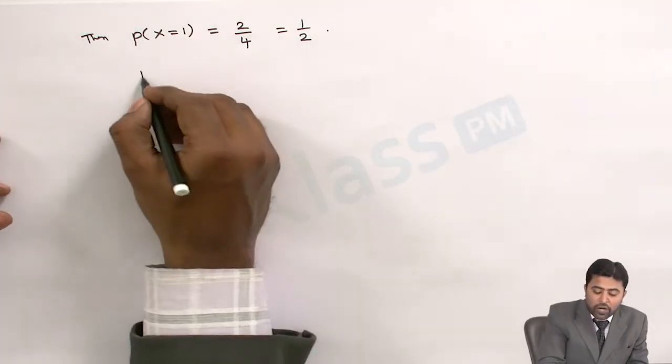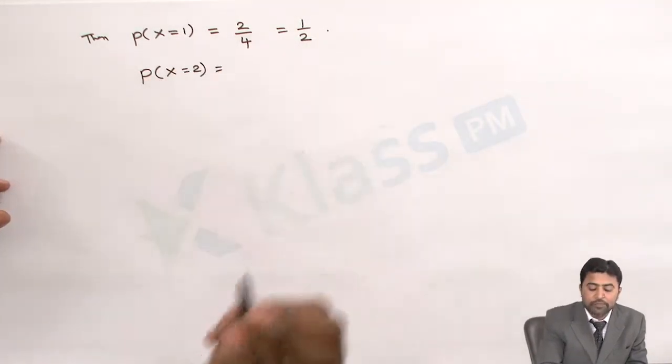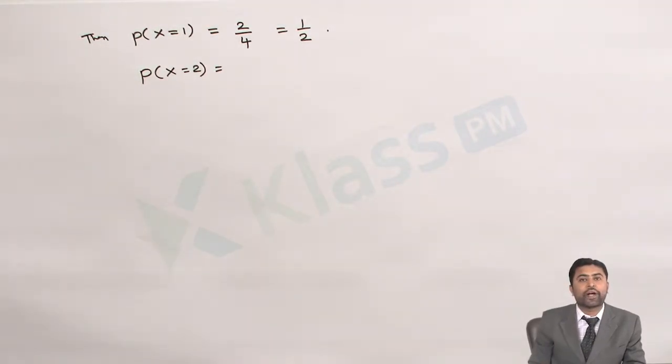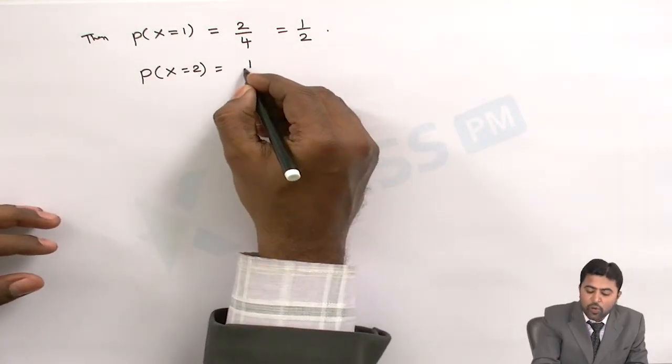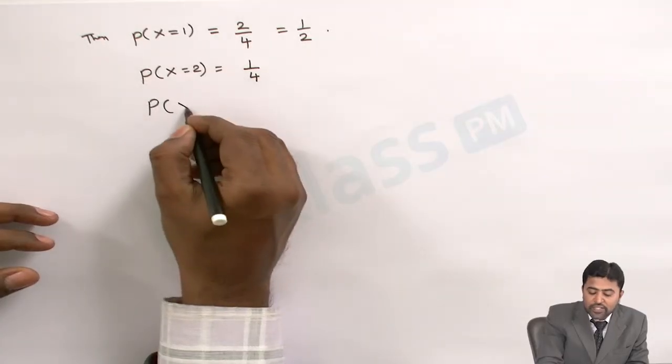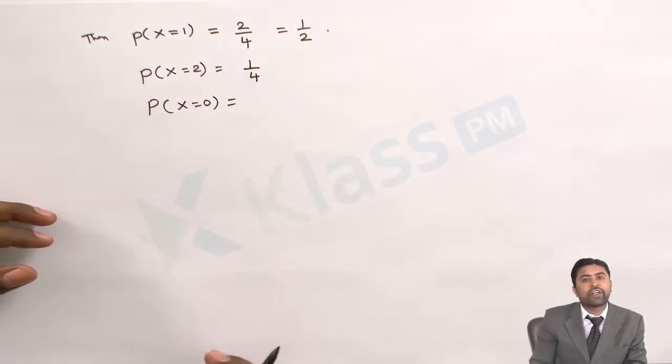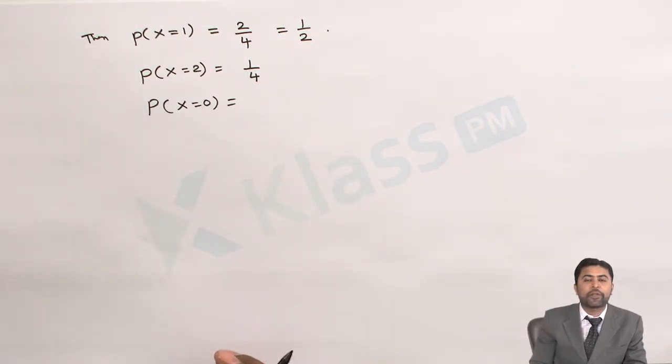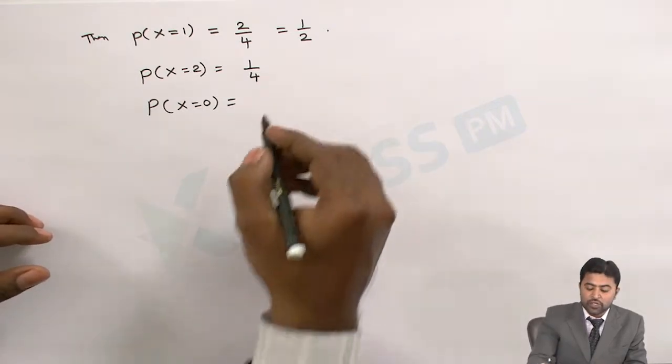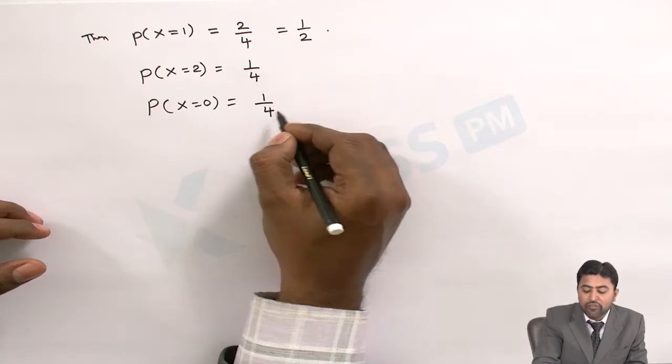Then P of X equal to 2 means the probability for getting 2 heads. How many chances are there for getting 2 heads when 2 coins are tossed at once? The sample space contains only one such term, head head, out of 4 cases. So its chance will be 1 by 4. P of X equal to 0 means the probability for getting no head. It happens in only one case, that is tail tail. No head is occurring there. So its chance is 1 by 4.